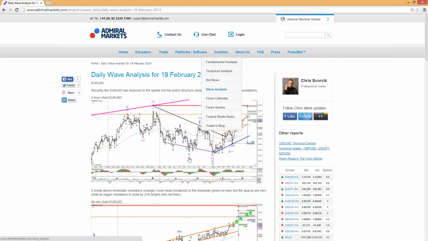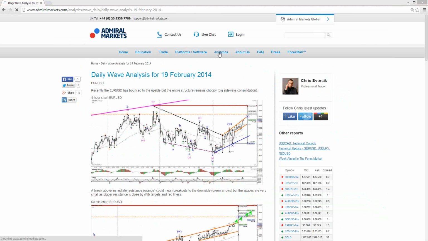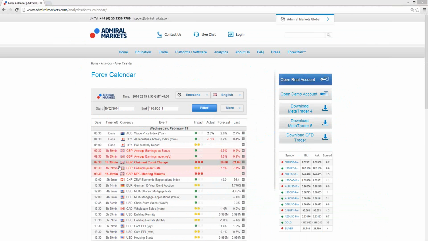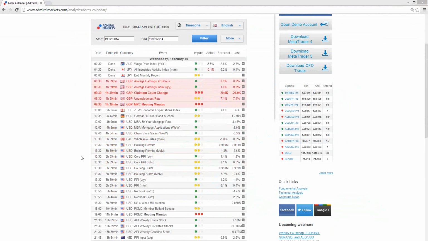In the meantime, we're going to take a look at the Forex calendar. I think we have pound news today. Meeting minutes, I believe. We'll know soon enough. Here it is, indeed. Meeting minutes and claimant count change and unemployment rate. So that's pretty important. Also important today, the dollar FOMC meeting minutes. So the whole day could be a bit rough.